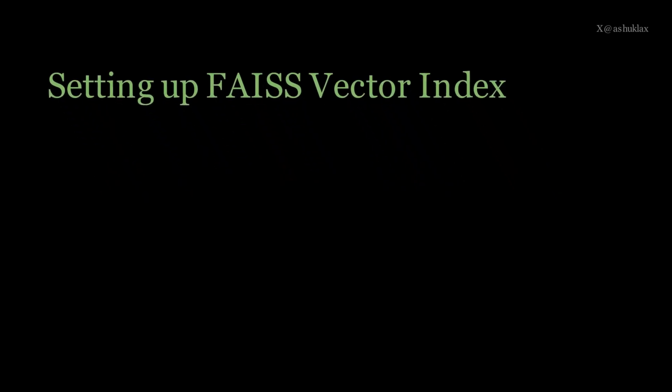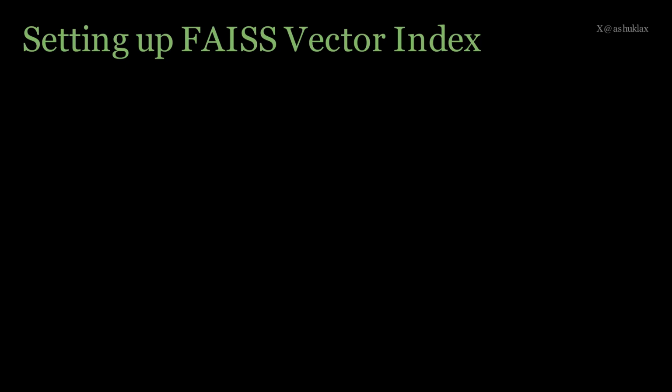Setting up a FAISS Vector Index. In case you don't know, Facebook AI Similarity Search is known as FAISS. It's an open source library developed by Facebook. It is designed for efficient similarity search and clustering of dense vectors. It is widely used for tasks involving nearest neighbor search in high dimensional vector spaces. So it's very useful if you are working with image processing tasks.